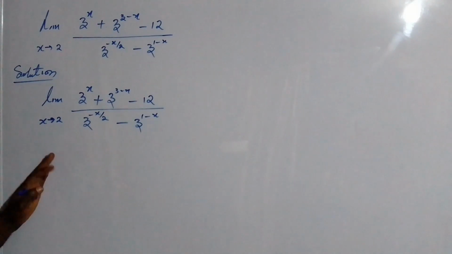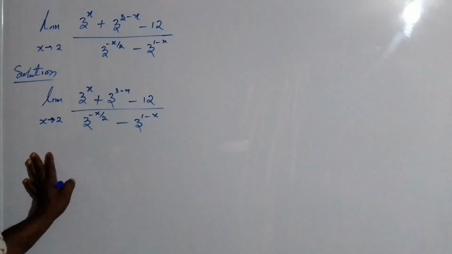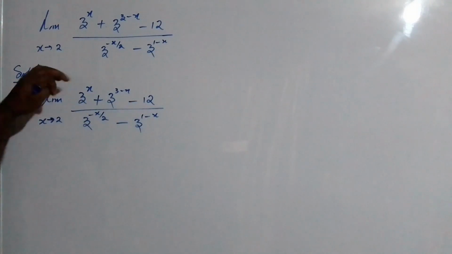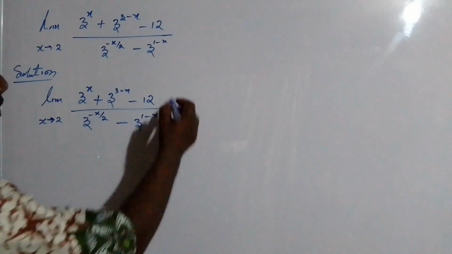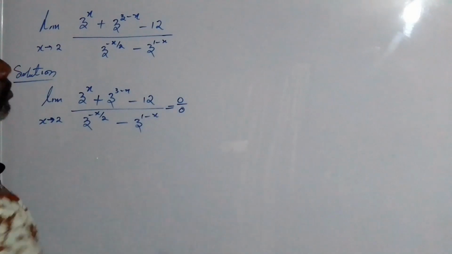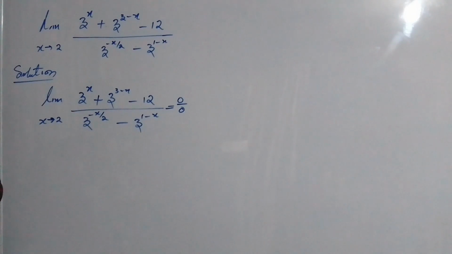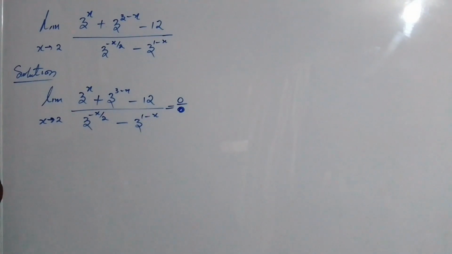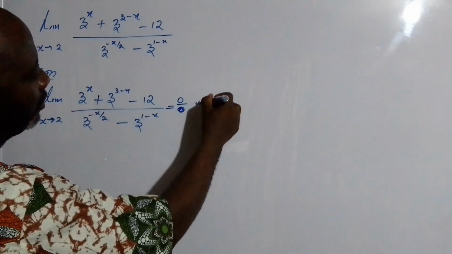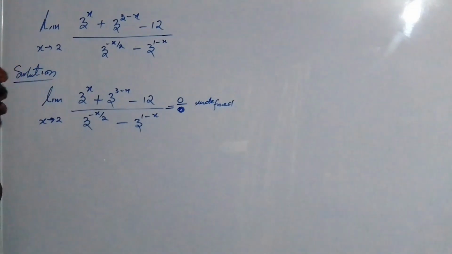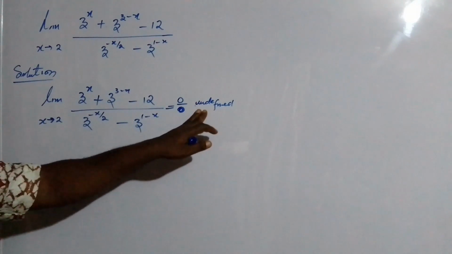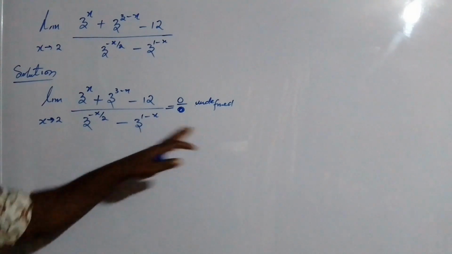Now, the first thing we notice by careful observation is that substituting or putting 2 directly into the numerator and denominator will result in 0 over 0. And we know that division by 0 is not possible, and so this becomes undefined. So since directly substituting 2 into the limit gives an undefined value, what do we do?